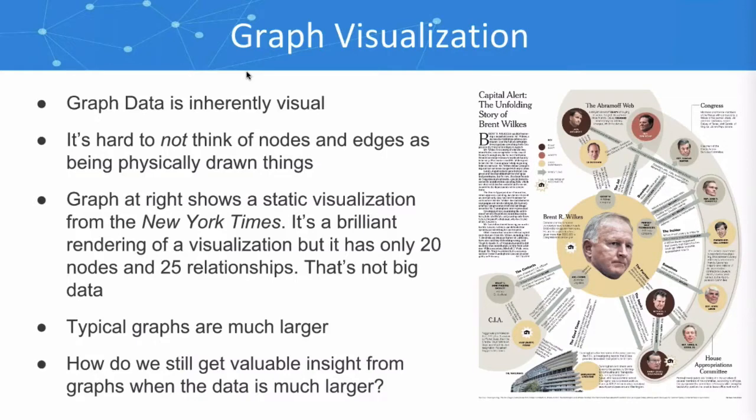The diagram over here on the right is only about 20 nodes, and it's already starting to get cluttered. It takes up most of a single newspaper page. So what happens? What can you do when you have thousands or even tens of thousands of nodes and you want to understand the connections embedded in those?